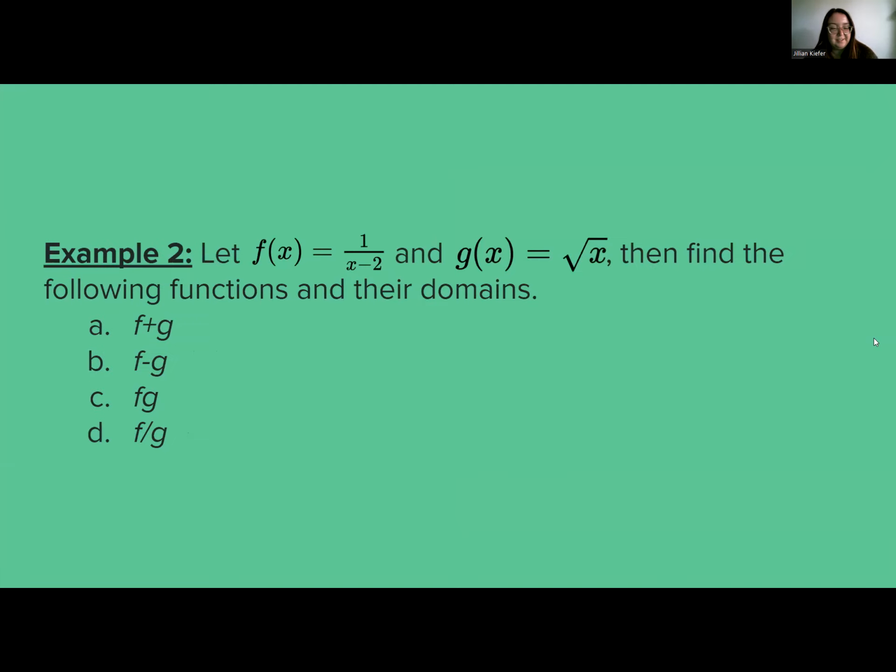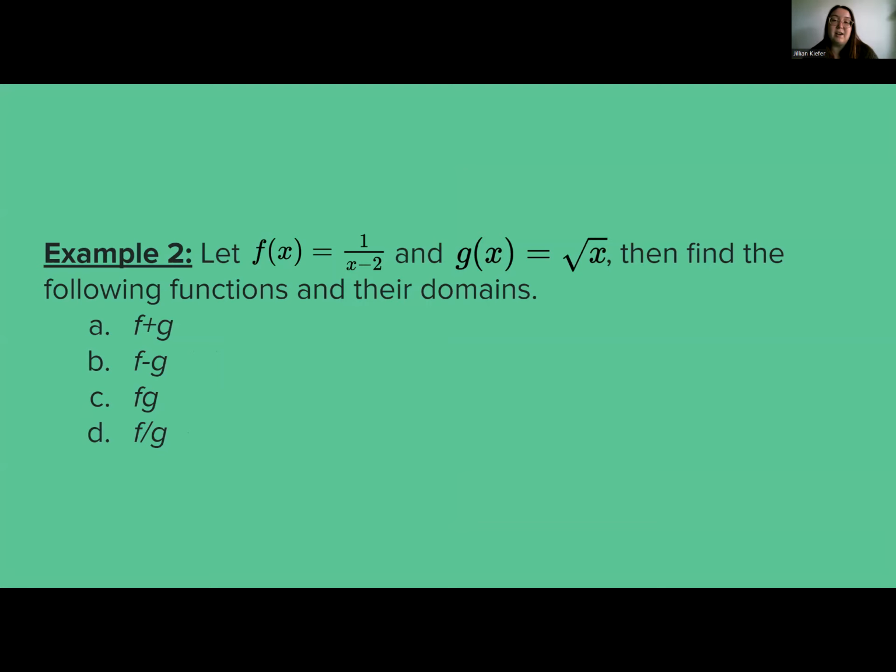Do a second example now. So example 2: we're going to let f of x be equal to 1 over x minus 2, and g of x is equal to the square root of x. Then we want to find the following functions and their domains. Part A, we have f plus g. B, we have f minus g. C, we have f times g. And D, we have f divided by g.